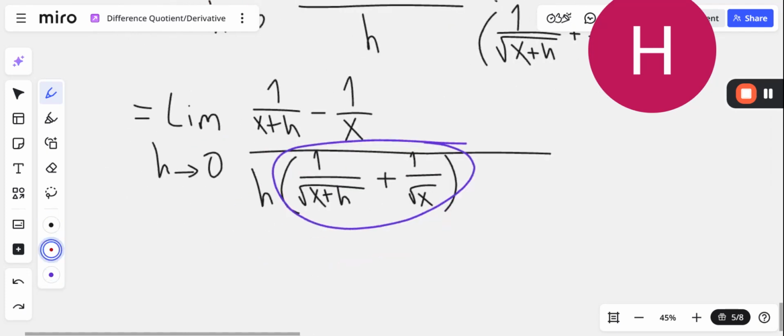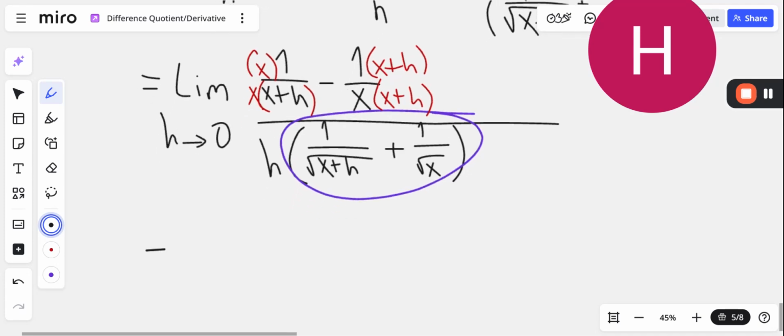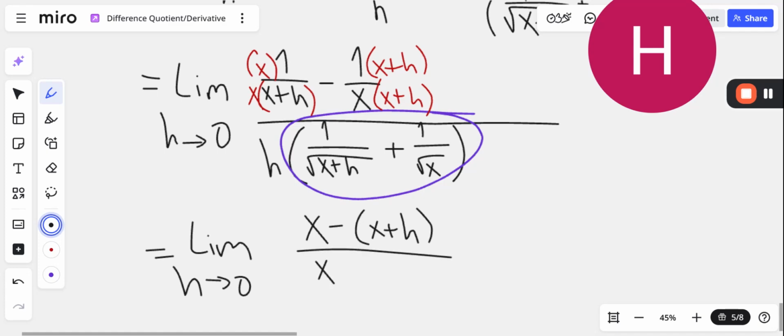Nah, we just trust the math. We need to combine these fractions together. So what are we going to do? We're going to multiply this by x plus h on x plus h, and we're going to multiply the other one by x on x. There we go. So this is limit as h goes to 0. We have x minus x plus h all over the common denominator, x plus h.